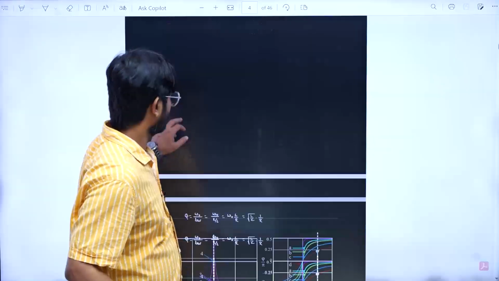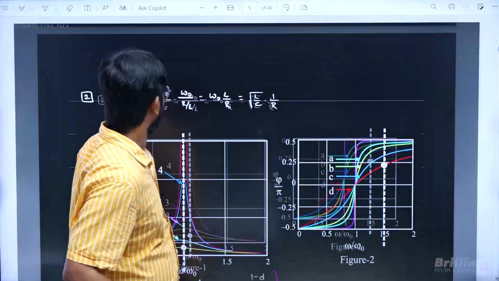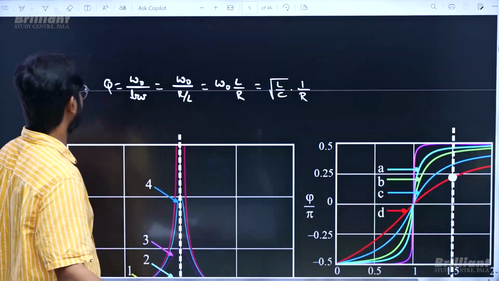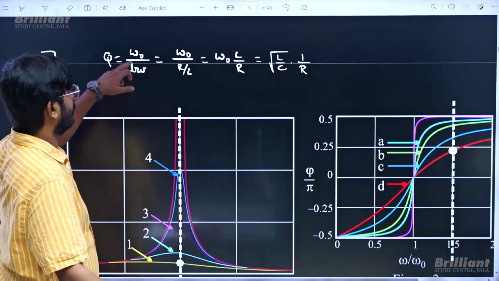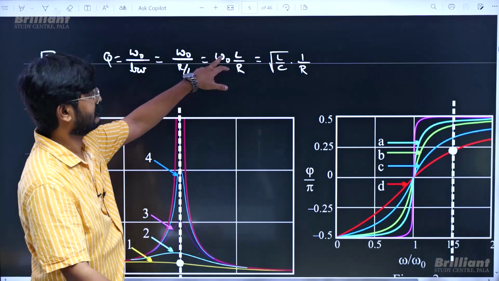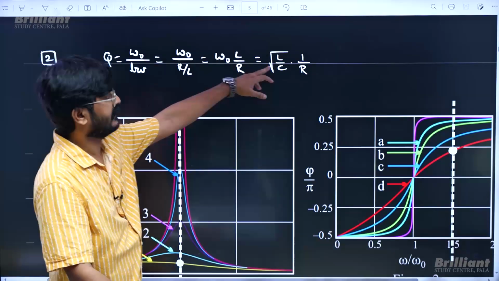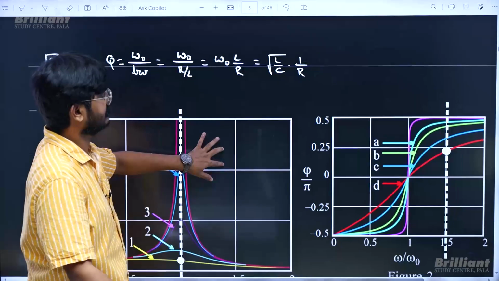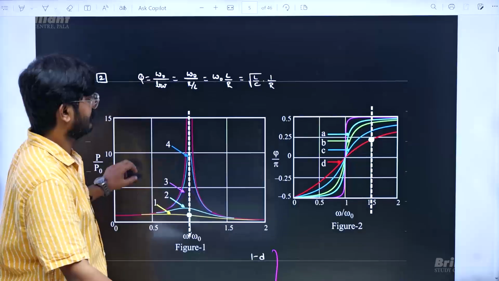Anyway, so they are talking about quality factor. Quality factor is defined as natural omega by bandwidth, which will turn out to be this much value wise. Omega naught is 1 by root LC. When you substitute, you will be getting this value. So now I need to see same quality factor.